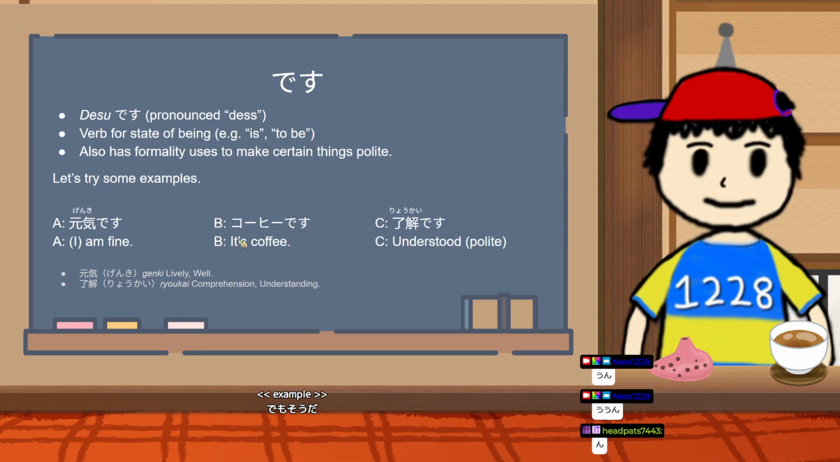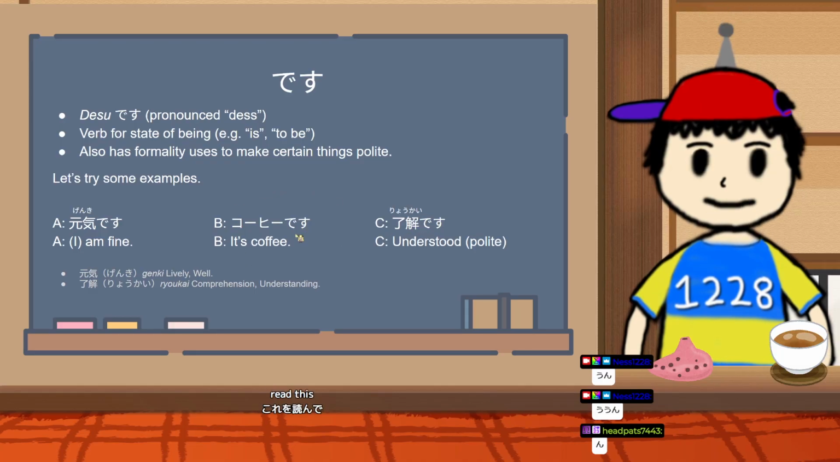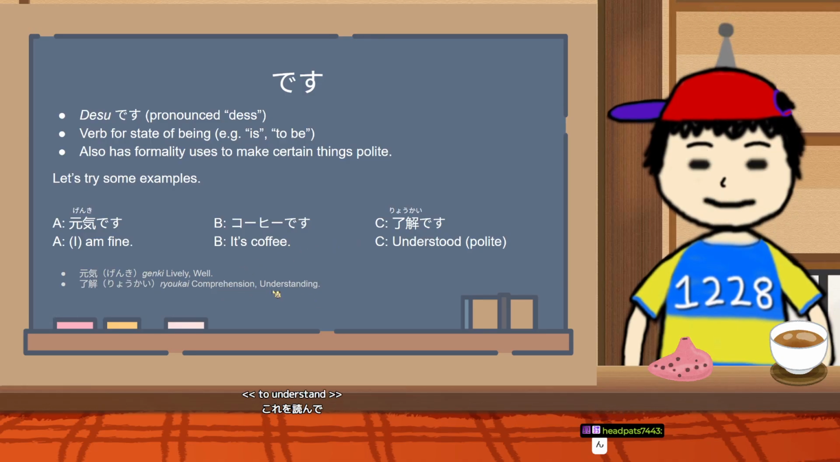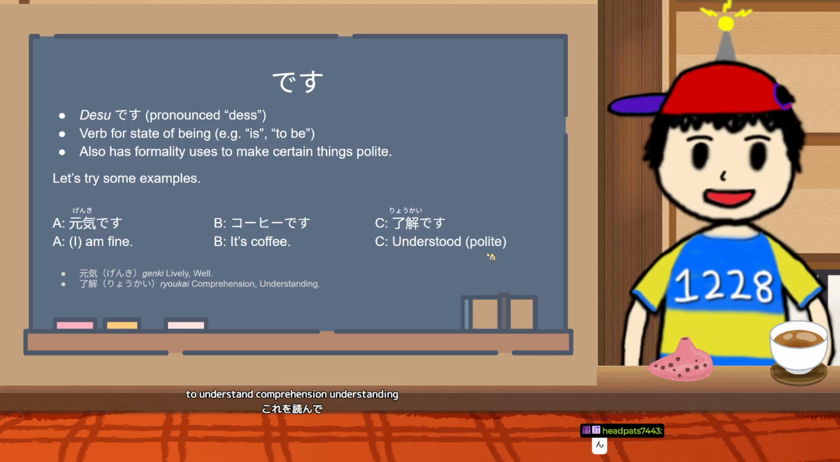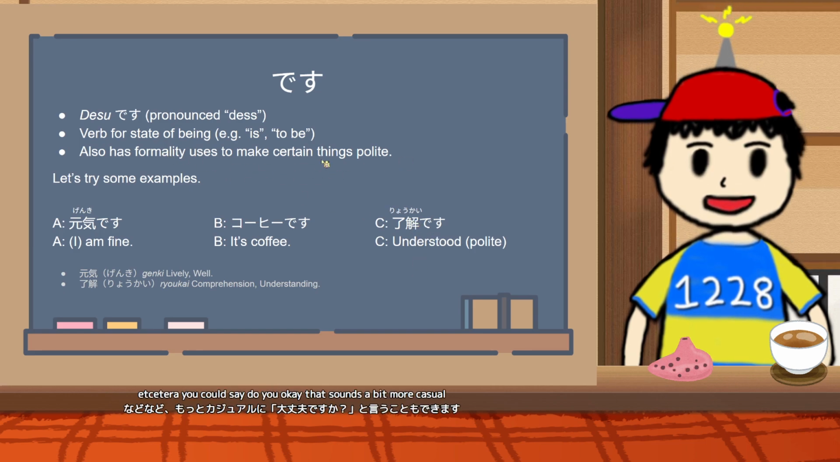Another example, you could use it with nouns. Kohi desu. It's coffee. Ryokai desu. To understand, comprehension, understanding. Understood, but it's saying it politely. Ryokai desu. You sometimes hear this when a commander is speaking to his subordinates, and his subordinates say, Ryokai desu. Understood. Gotcha. Etc. You could say ryokai. That sounds a bit more casual. The desu adds a bit of formality to it.